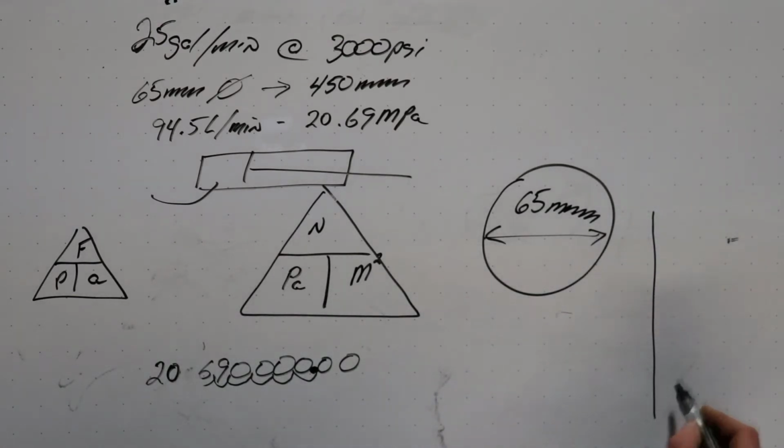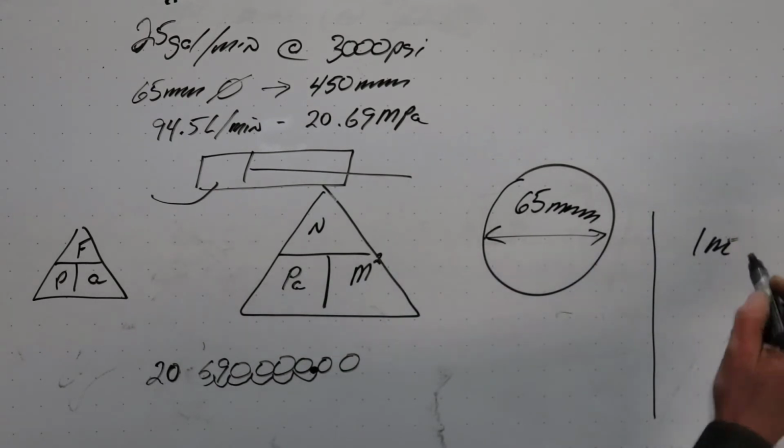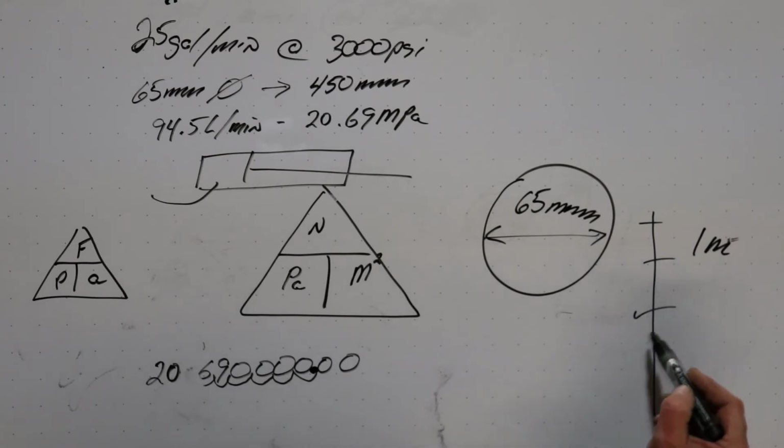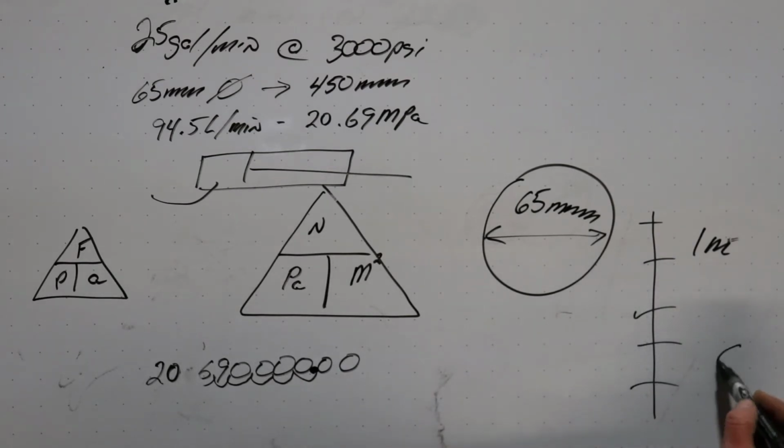So 1 meter, if I divided that into 10 equal parts, that is, I don't know why I wrote a 6 there, that is a decimeter.